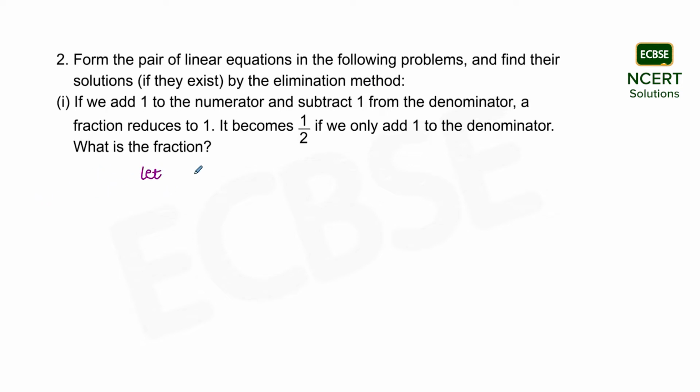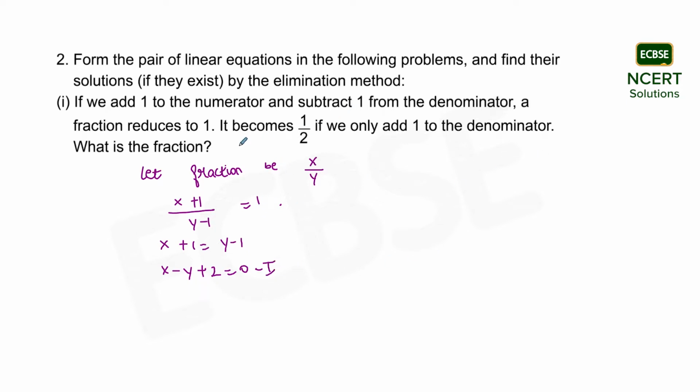So let the fraction be x divided by y, that is x by y. In the first statement, it has been given that if we add 1 to the numerator and subtract 1 from the denominator, our fraction reduces to 1. So it will be (x plus 1) divided by (y minus 1) is equal to 1. Or we can write it as x plus 1 is equal to y minus 1, or x minus y plus 2 is equal to 0. Let me mark this statement as first.